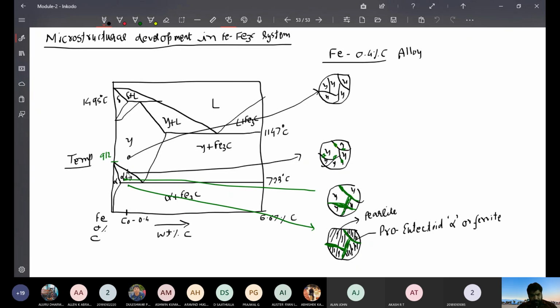Now as you move below, what will happen? The amount of alpha will increase. You can also see that by the lever rule. When you apply the lever rule, you will find that the amount of alpha increases. If you come to this point, this alpha will grow and it will be like this. Please mute yourself, a lot of voice is coming. Let me mute.